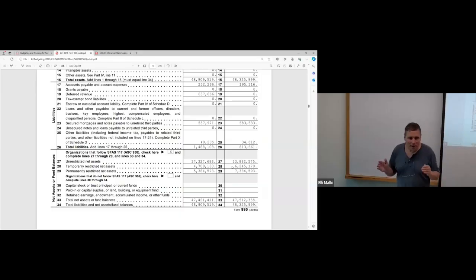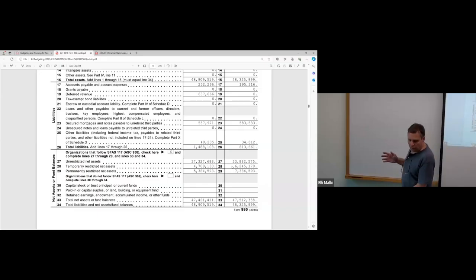So all these amounts, all these surpluses that are from restricted sources or designated sources will not appear as unrestricted surpluses, but will appear as restricted.